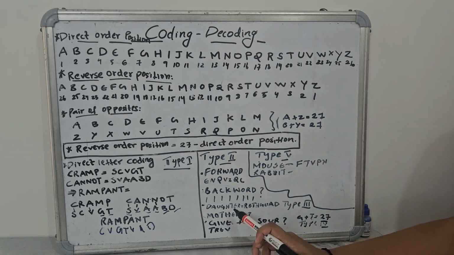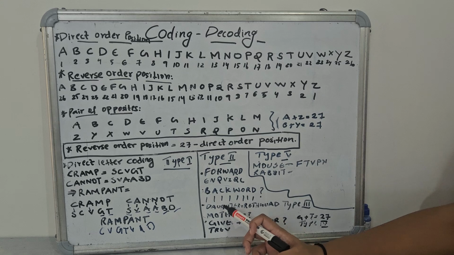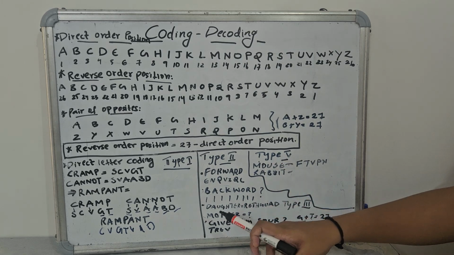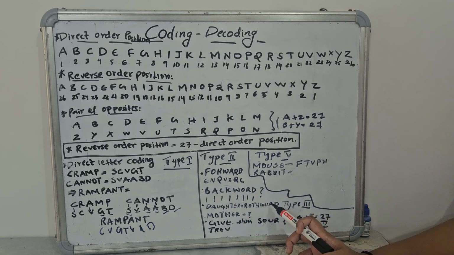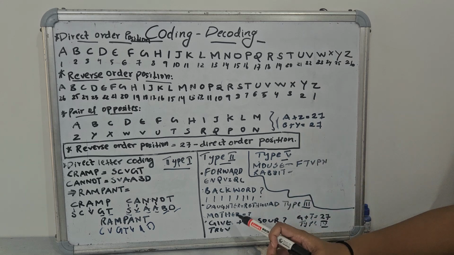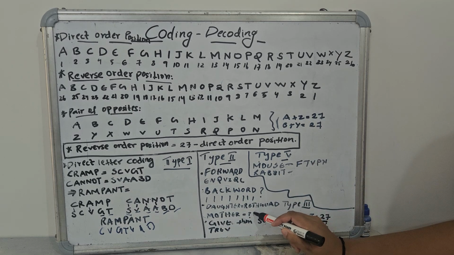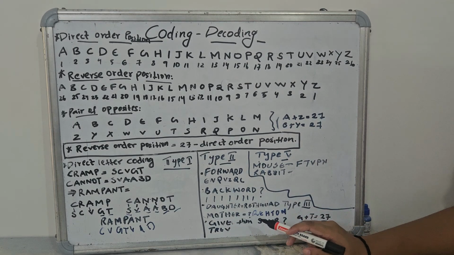Next is the type 3 example. Here DAUGHTER is written in this form, and what is the code for MOTHER? When you observe keenly, you can see this is the reverse form. It's just like a palindrome. So the answer will be the reverse form of this: R, E, H, T, O, M. Just the reverse form of the particular word.